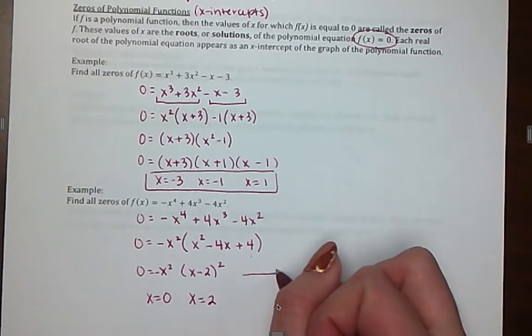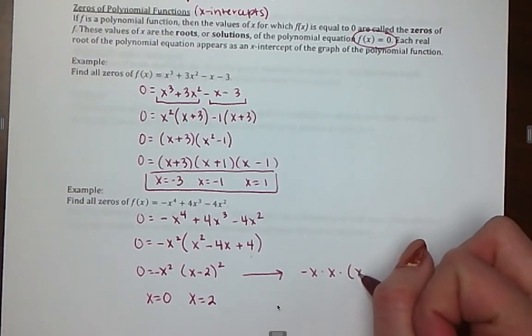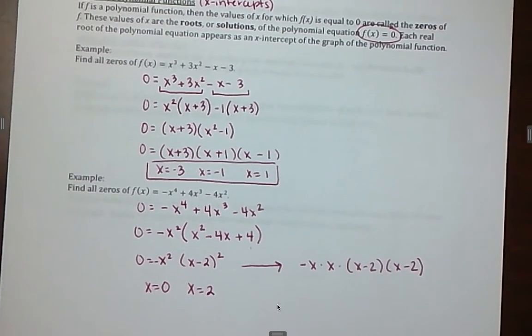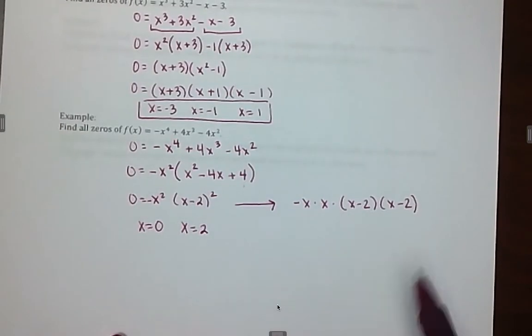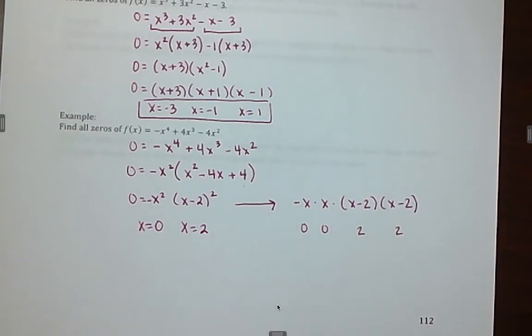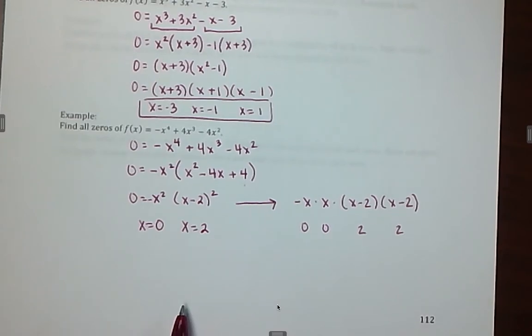So this could also be rewritten as negative x times x times x minus 2, x minus 2. Do we agree? So if we look at it that way, that would give us 0, 0, 2, and 2. Okay. So how many x-intercepts did we have? 4. You just don't necessarily need to rewrite them, okay? So that idea of having the same number of x-intercepts as your highest degree is going to come into play on Monday's notes, but I wanted to point that out for our graphing, okay?